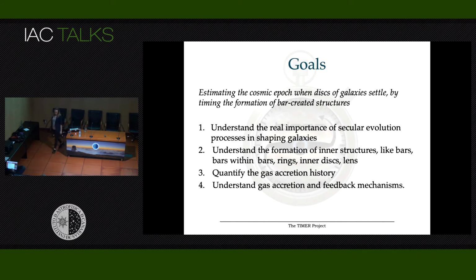So the main goal, as I told you before, was estimating the epoch of bar formation, as the epoch where these galaxies settle. But we also want to understand the real importance of secular evolution, how much mass is actually built up by these bars, as opposed to other mechanisms. We want to understand the formation of inner structures, inner bars, inner rings, inner disks, lenses as well, that we know later about them. We can also quantify the gas accretion history of the galaxies, and I will show you that we can also put constraints on the feedback mechanisms in these galaxies.